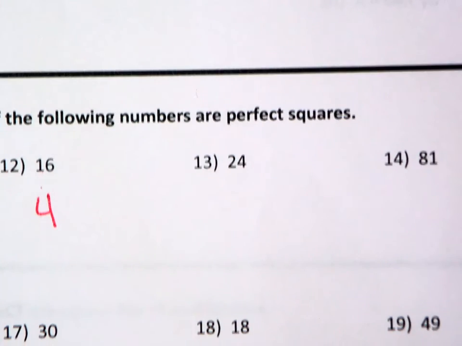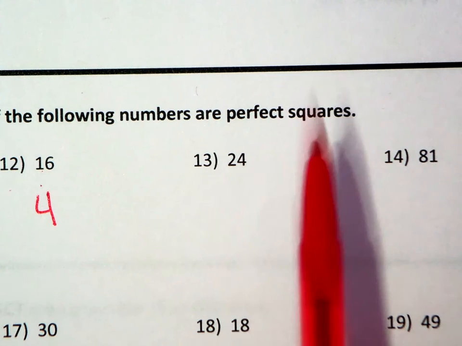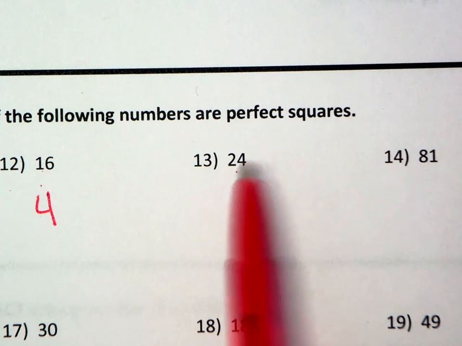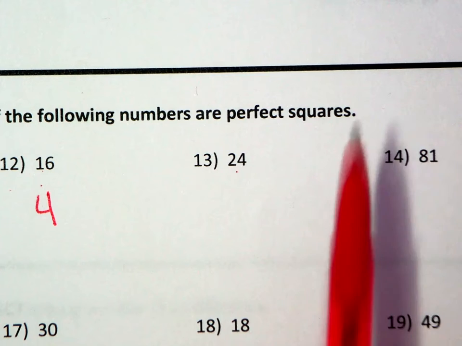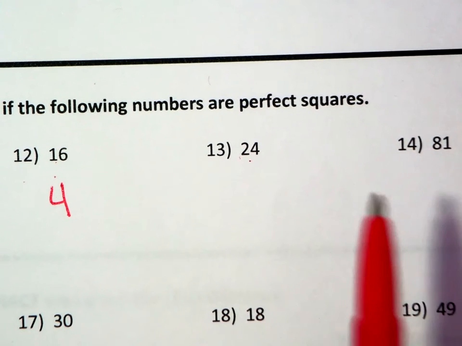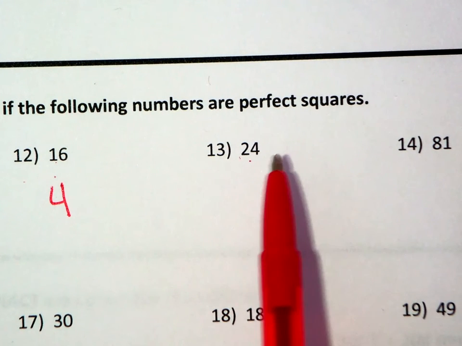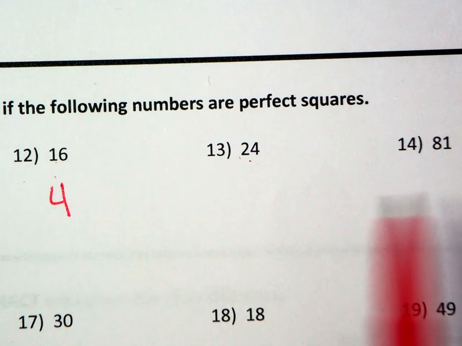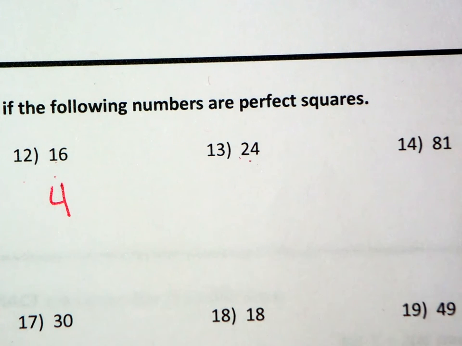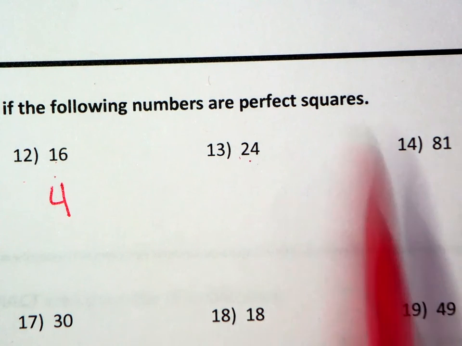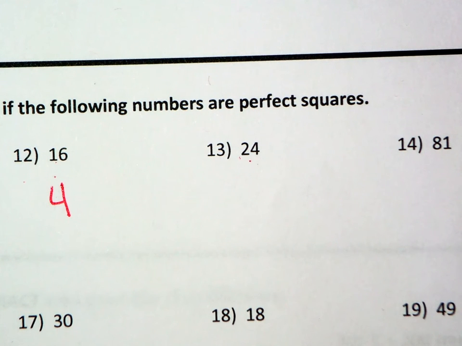24. Now let's go the multiples way. 1 and 24 multiplied together to give me 24, but are not the same number. 2 and 12, still not the same number. 3 and 8, still not the same number. 6 and 4, not the same number. And that's all my multiples of 24, so it is not a perfect square.